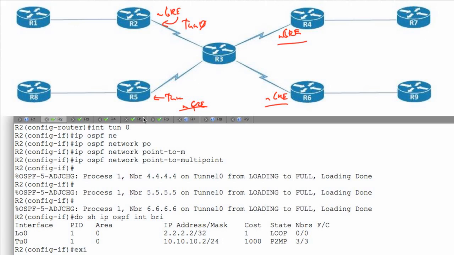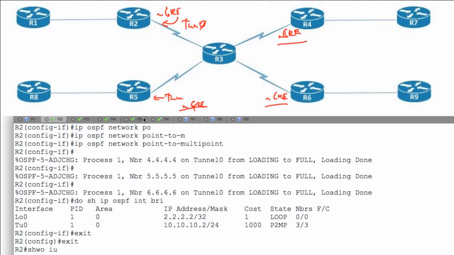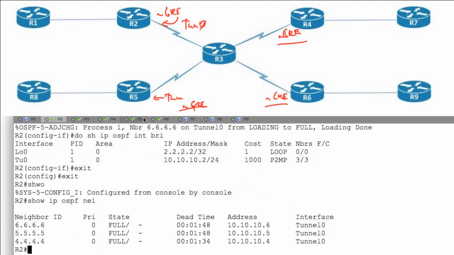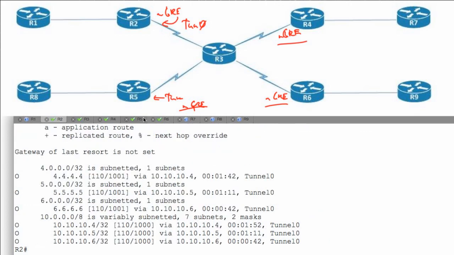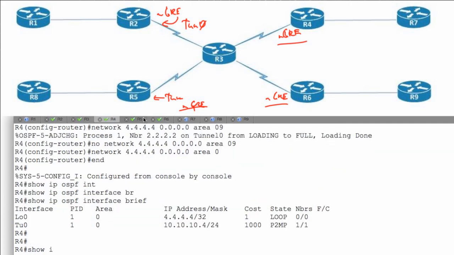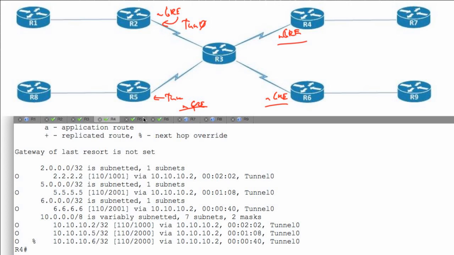So let's look at this and see what we have now. Show IP OSPF neighbors: full, full, and full. Show IP route OSPF. We have 4, 5, and 6. Go over to 4, show IP route OSPF. We have 2, 5, and 6. Let's double check reachability.